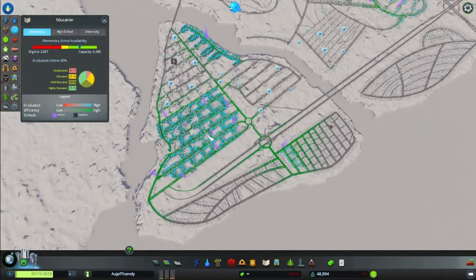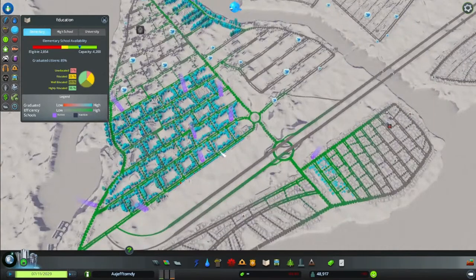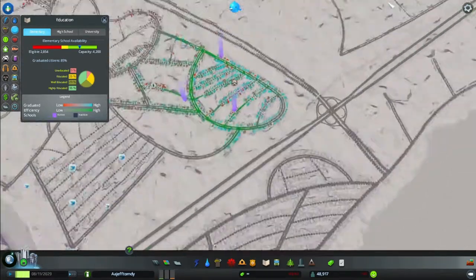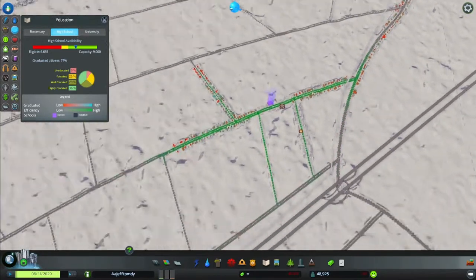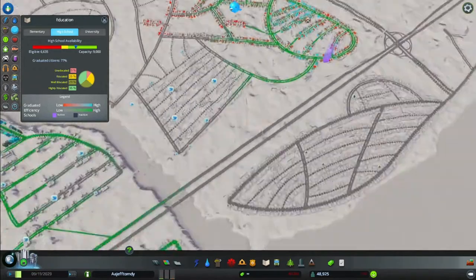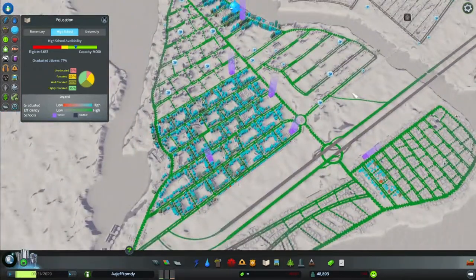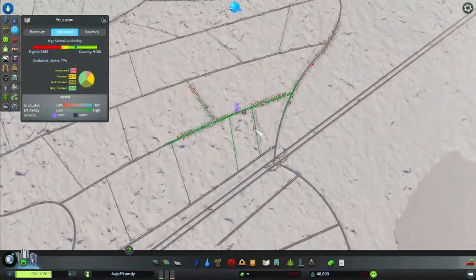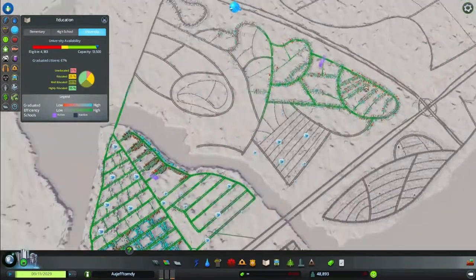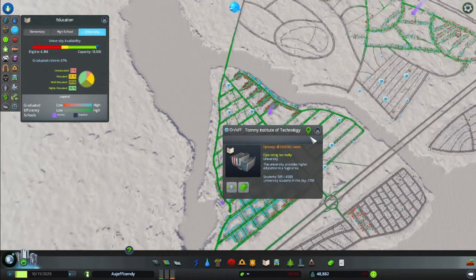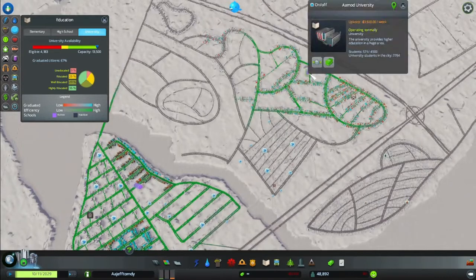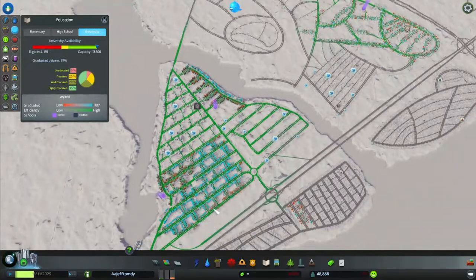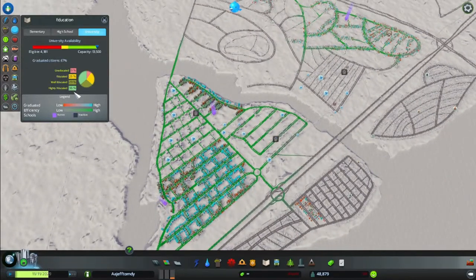Next, here's our education system. We have 14 elementary schools right now, and we have more than enough room for expansion. We have 9 high schools, 2 in the suburbs, and 6 in the urban area, and 1 in the rural area. We have 3 different colleges in our city. The first one being Tommy's Institute of Technology, Cody Tech, and then the third one being Aamod University. Each is unique in its own way. The majority of our population is well educated or highly educated.